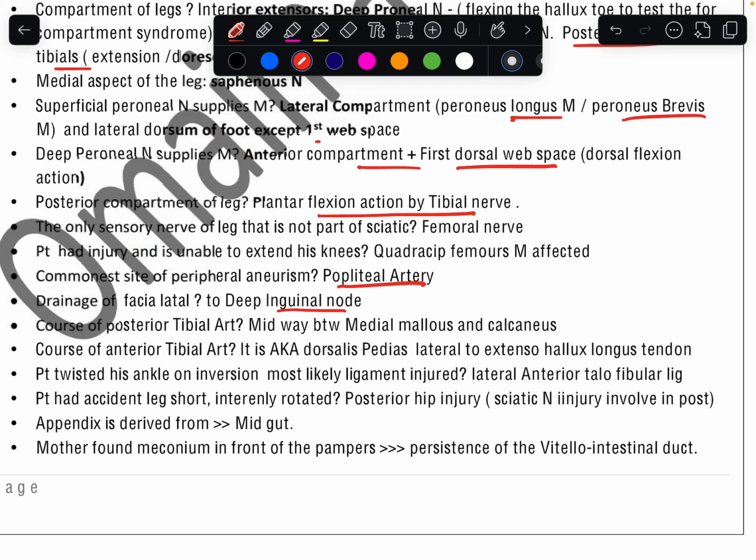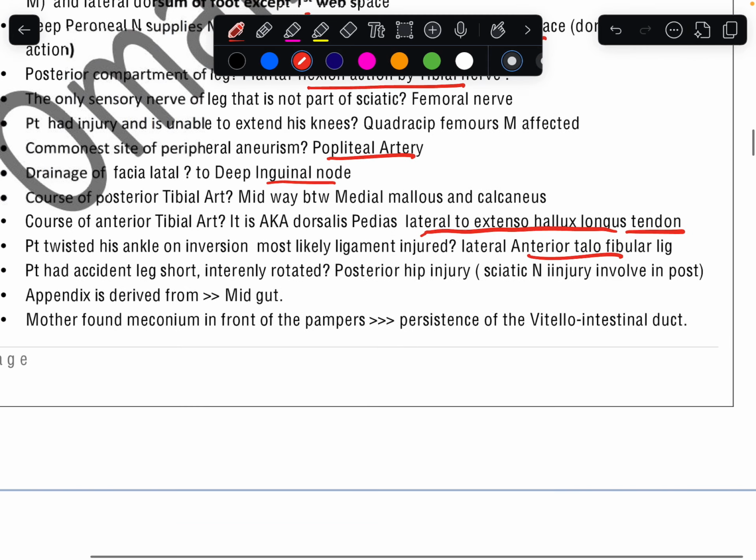Course of posterior tibial artery, midway between medial malleolus and calcaneus. This is posterior to medial malleolus, tibial artery. Course of anterior tibial artery, dorsalis pedis artery continues, lateral to extensor hallucis tendon. This is lateral to extensor hallucis tendon. Patient twisted the ankle on inversion, more inversion, lateral anterior talofibular. Accident, short leg, internally rotated, posterior hip, sciatic nerve injury.